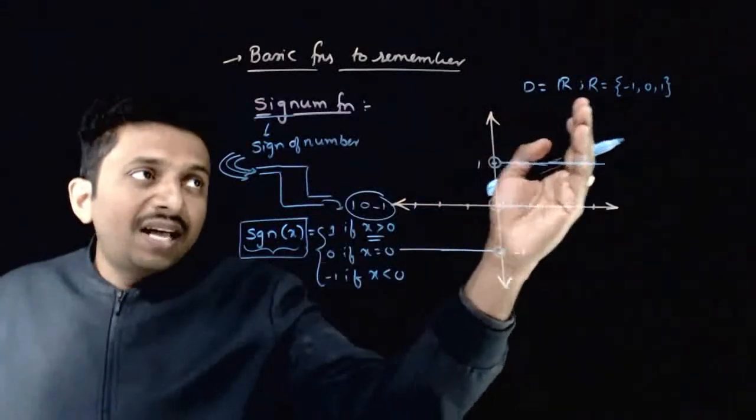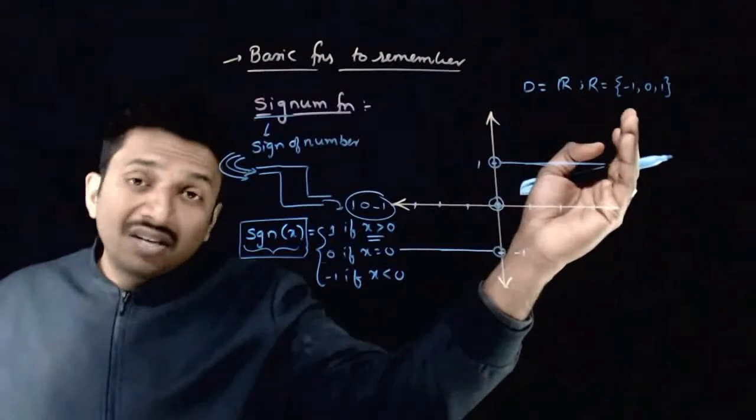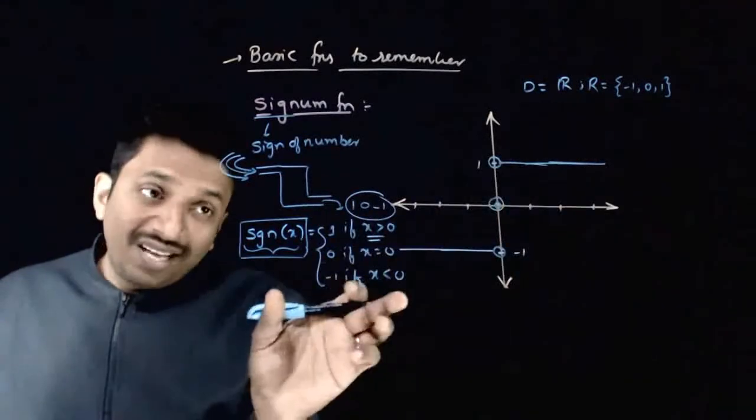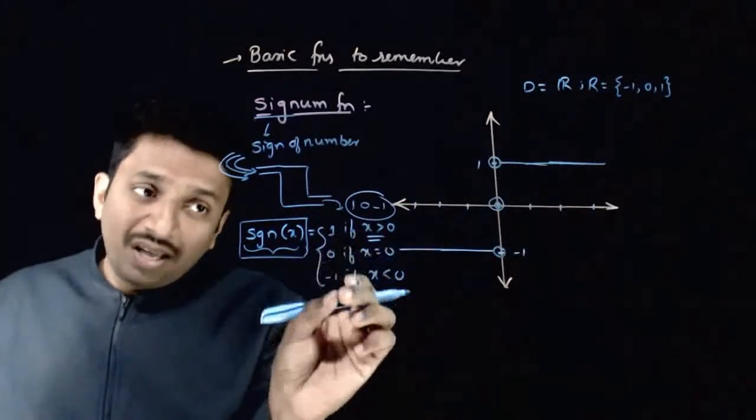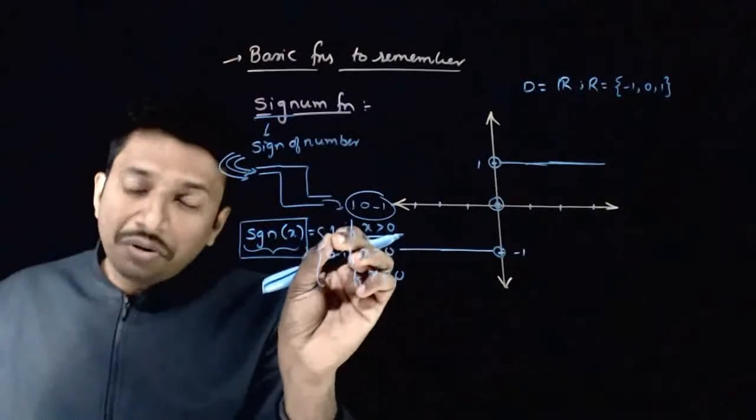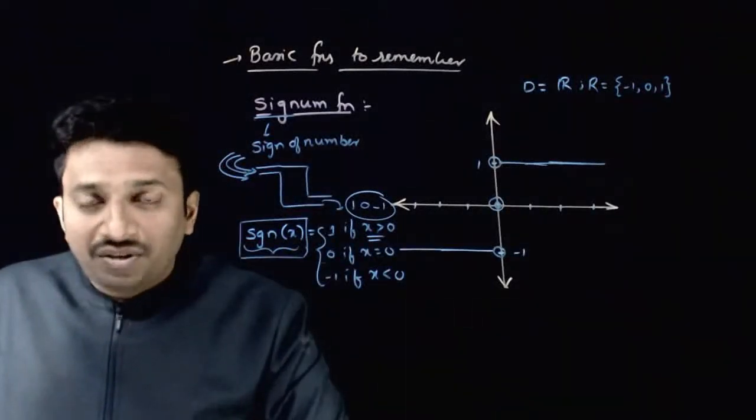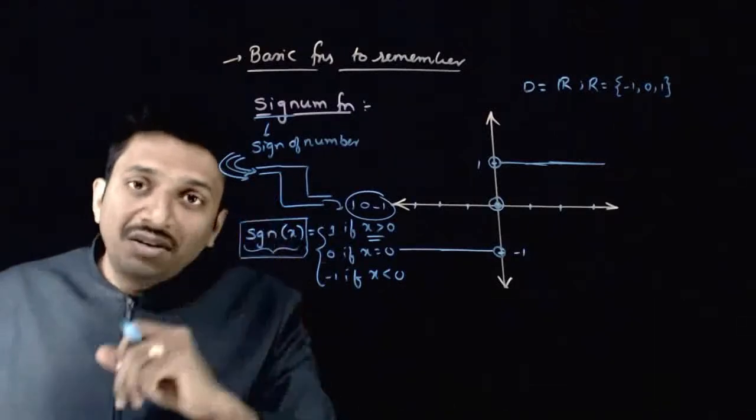The domain is R, the range is the set -1, 0, 1. The definition is -1 if x is negative, 0 if x is equal to 0, 1 if x is positive. So these are the things that you need to remember.